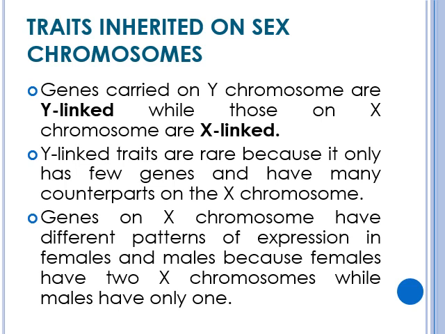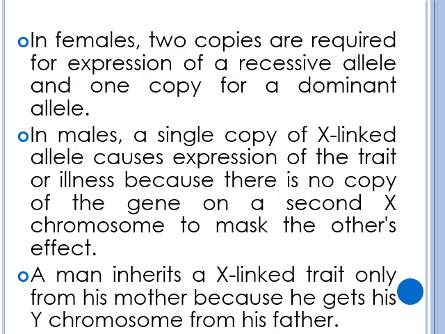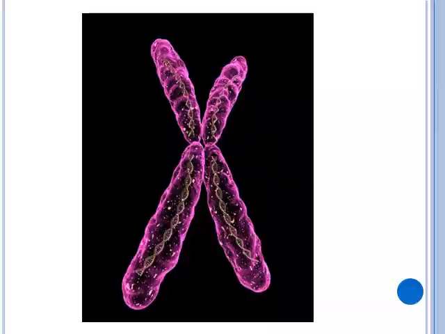Genes carried on the Y chromosome are Y-linked, while those on the X chromosome are X-linked. Y-linked traits are rare. Why? Because it has only a few genes and many counterparts on the X chromosome. Genes on the X chromosome have different patterns of expression in females and males, because females have two X chromosomes while males have only one. In females, two copies of a recessive allele are needed, versus one copy of a dominant allele. In males, only one copy of the X-linked allele is needed to cause expression of the trait or illness, because there is no copy of the gene on a second chromosome to mask the other's effect. A man inherits a sex-linked trait only from his mother because he gets his Y chromosome from his father, since only males have the Y chromosome.